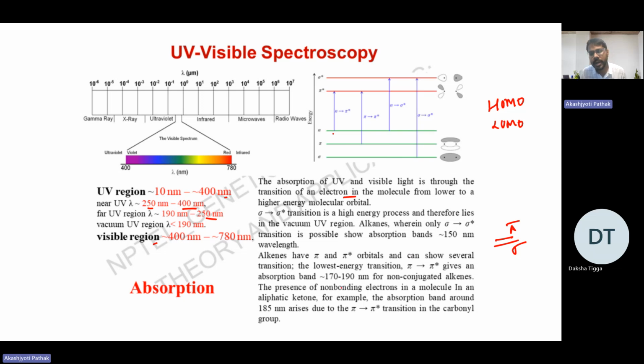And the presence of non-bonding electrons in a molecule, aliphatic ketone, for example, the absorption band around 185 nanometer rises due to the pi to pi star transition in the carbonyl group. So if a carbonyl group is present, it will show transition from pi to pi star and that gives an absorption band around 185 nanometer. If it is alkene, then it will have an absorption band in the 172 to 190 nanometer region.